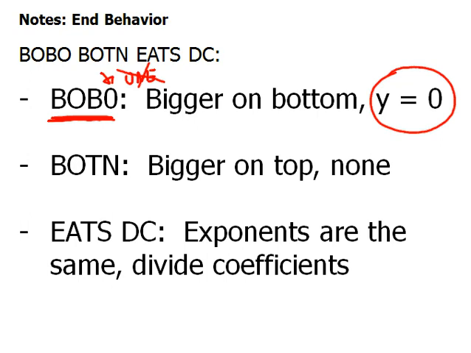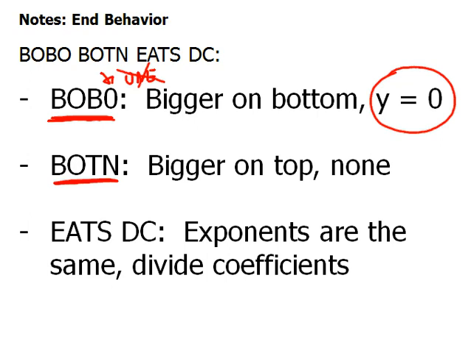All right? So if we have a bigger degree in the numerator than in the denominator, then we have no horizontal asymptote. And then lastly, EATS DC. So if the exponents are the same, EATS, divide coefficients. If we have the same degree in the numerator as in the denominator, then we need to divide those coefficients. That will give us our horizontal asymptote. So make sure you copy that down.